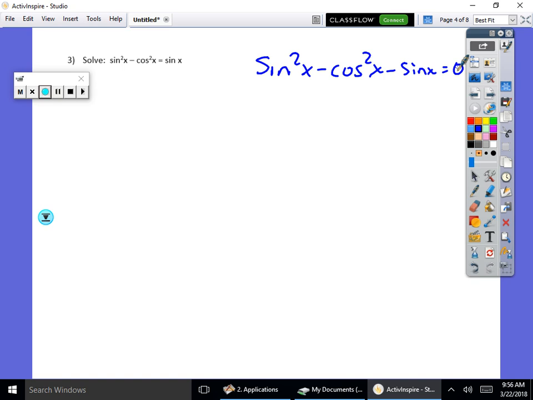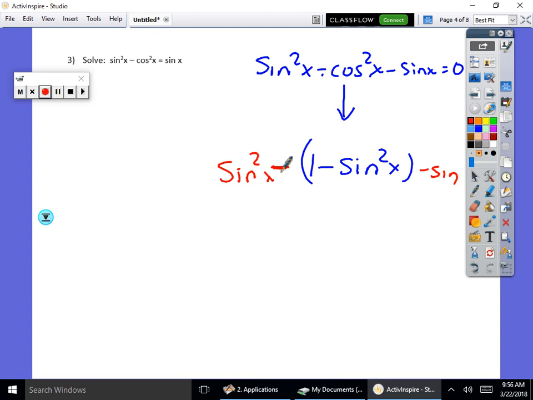There's two different vocabulary, right? I have sine and sine, but then I have this cosine. So how else can I rewrite cosine squared using sine? 1 minus sine squared. Now be careful. It's a minus in front, so you have to put whatever you're subbing in, please use parentheses. So then we have sine squared x, and we have minus sine.